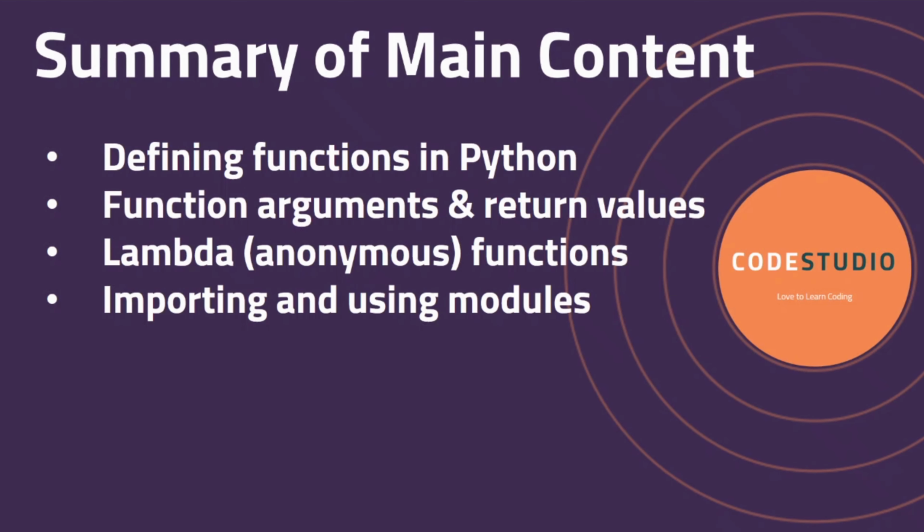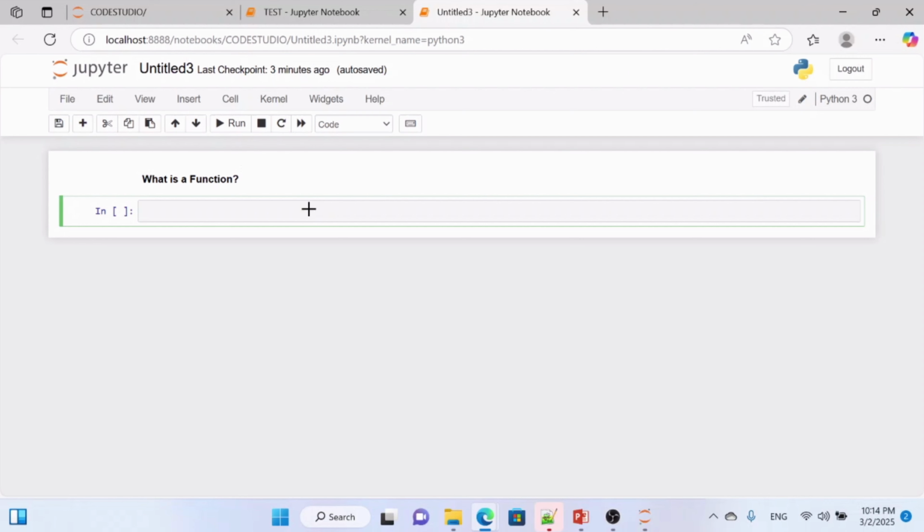In this session, we will cover the following topics. The first one, we'll try to define functions in Python. Then we'll see the function arguments and its return values. The third one would be Lambda functions, that is one-liner code to perform a certain task. And finally, we'll see how to import and use the modules.